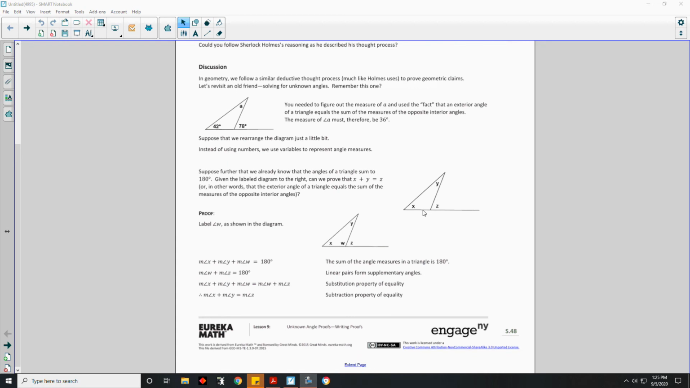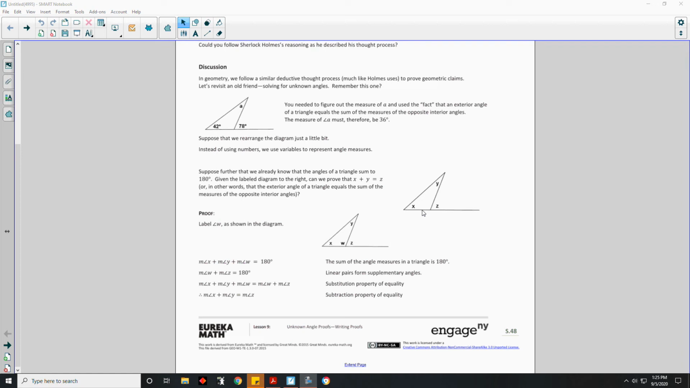All right, so discussion. In geometry, we follow a similar deductive thought process, much like Holmes uses to prove geometric claims. Let's revisit an old friend, solving for unknown angles. Remember this one? You need to figure out the measure of A and used the fact that an exterior angle of the triangle equals the sum of the measures of the opposite interior angles, or remote interior angles. The measure of angle A must therefore be 78 minus 42, which is 36 degrees.